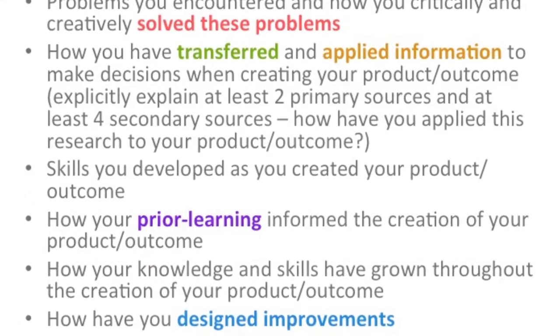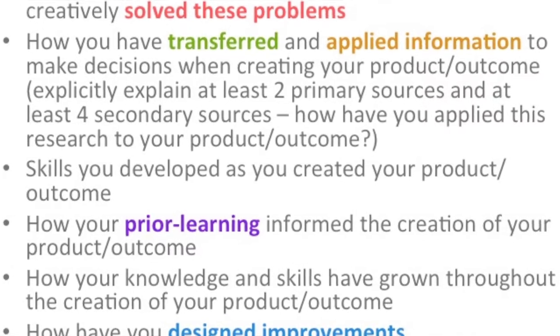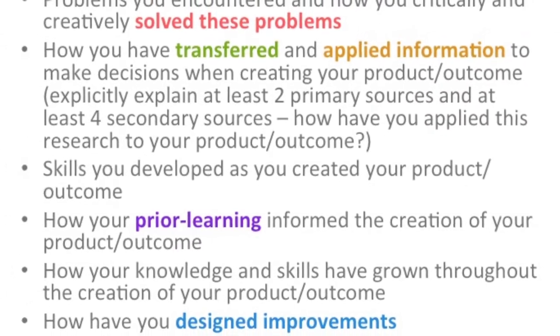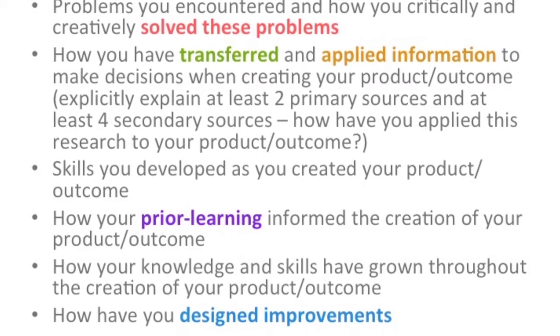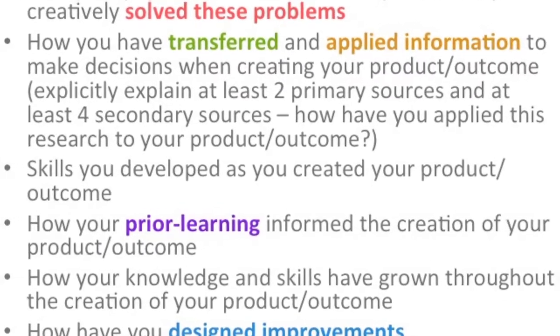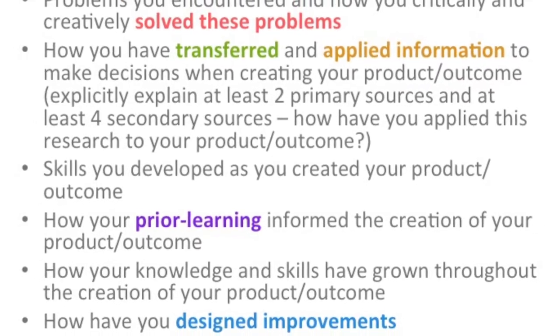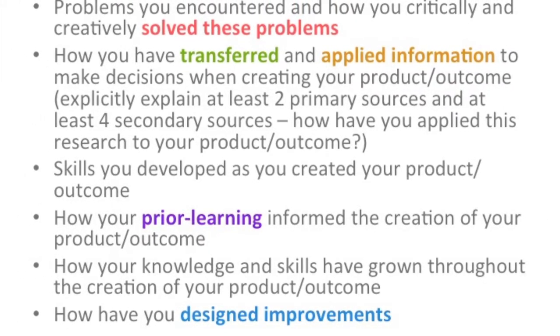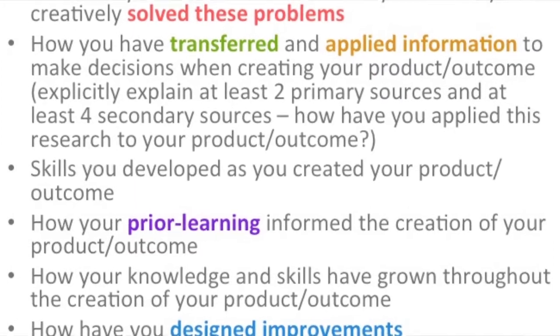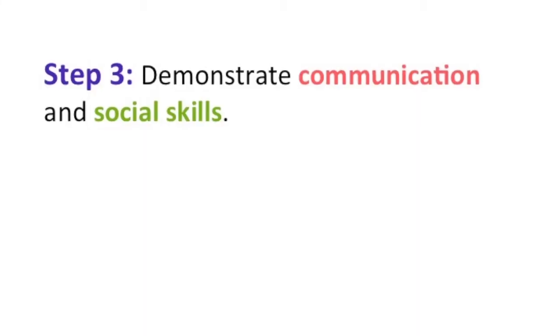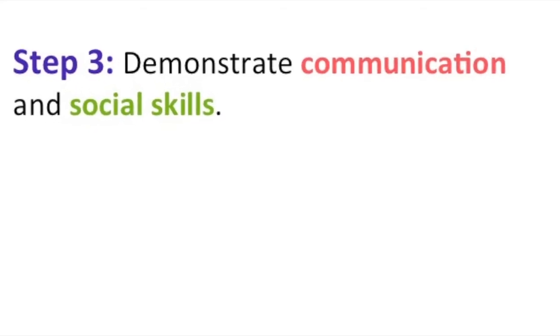Explicitly explain at least 2 primary sources and 4 secondary sources, and how you've applied this research to your product or outcome. Skills you've developed as you've created your product or outcome, how your prior learning informed the creation of your product or outcome, how your knowledge and skills have grown throughout the creation of your product or outcome, and how you've designed improvements.